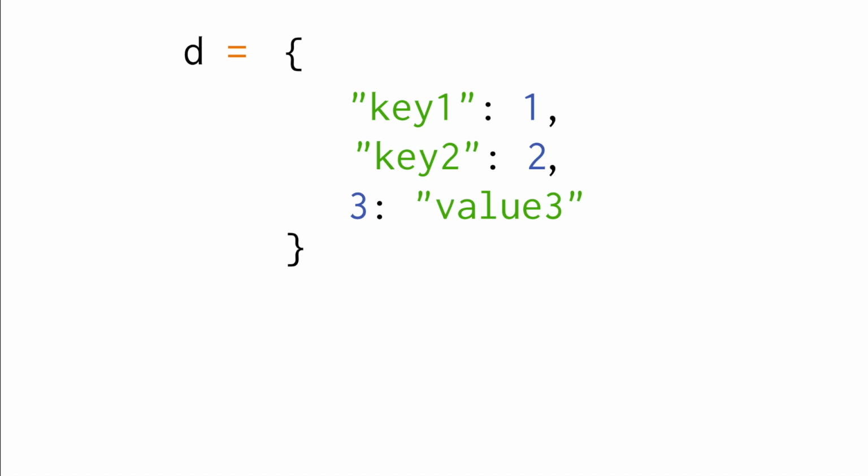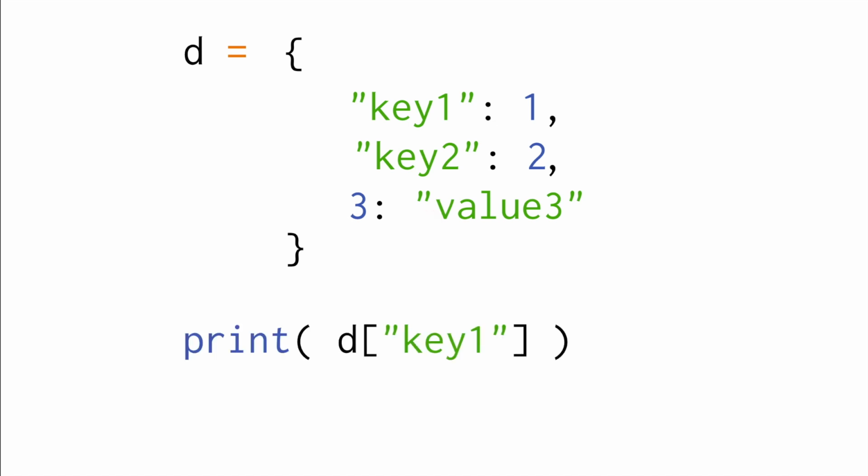The keys can be any immutable type, and we'll talk about exactly what that means later on. Even though the previous two keys were strings, we can also have integers as keys, and values can be any type. So here we have three key-value pairs: key 1, which has value 1, key 2, which has value 2, and 3, which has value 3.